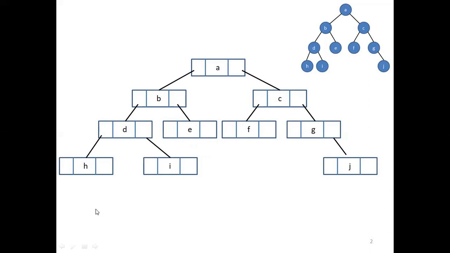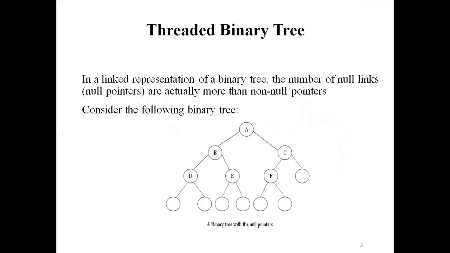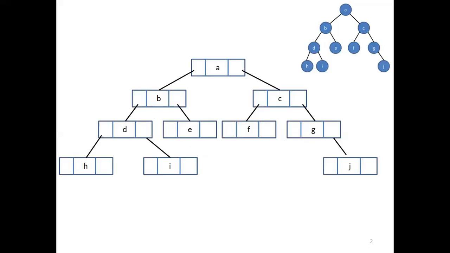So why are we going to study a threaded binary tree? What is the significance of using a threaded binary tree? As you see here in this node structure, the left child pointer is holding the address of node B, and the right child pointer is holding the address of node C. Similarly here, the left child pointer is holding the address of D, and the right child is holding the address of E.